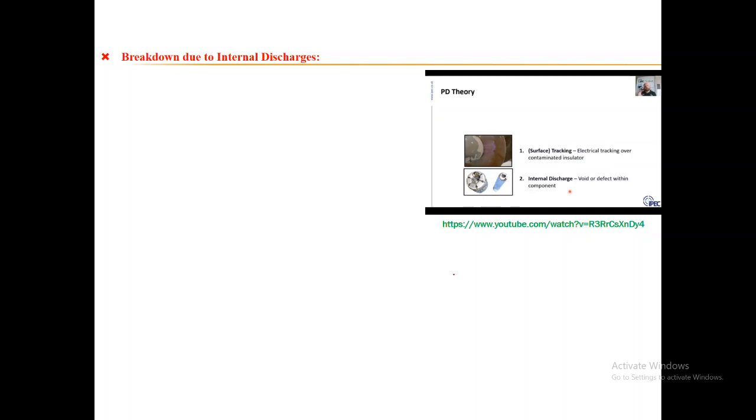So on switchgear, IPEC tend to focus on switchgear and cable. Naturally, on switchgear, we classify PD really as two types. The first one is surface tracking. That's when you've got maybe contamination on the outside of an insulator, so you'll get some surface tracking activity, electrical tracking over a contaminated insulator.